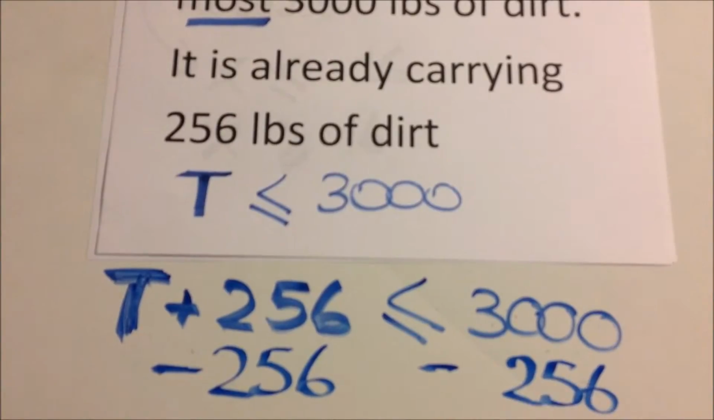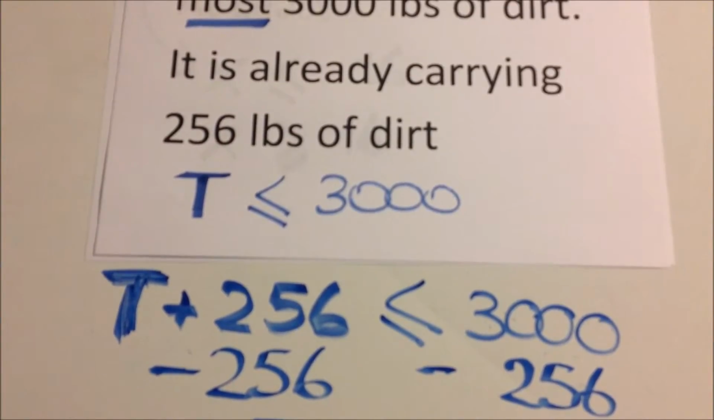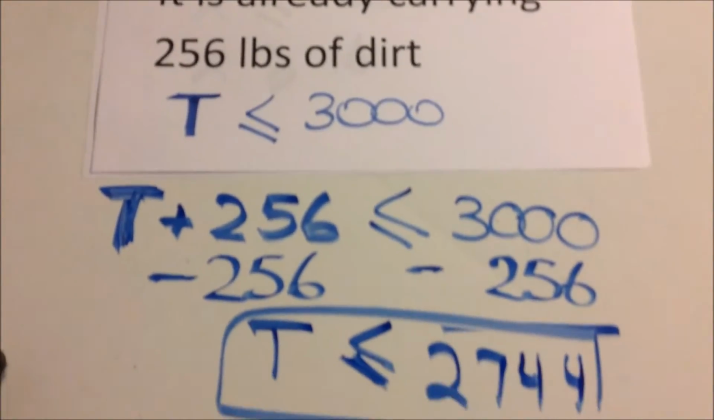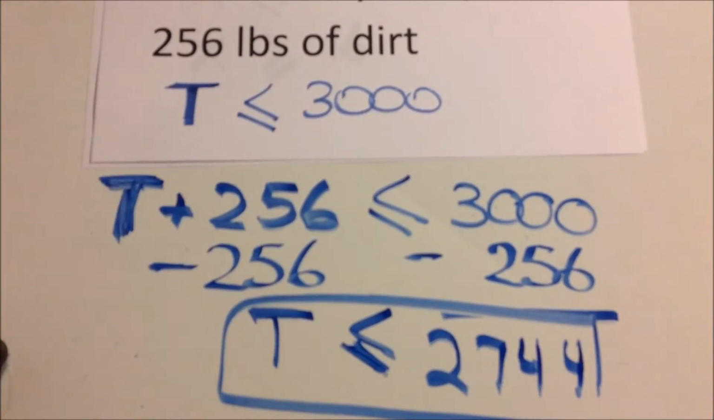Okay, and then you say, well, now the truck, what it can carry now, since it already has 256 pounds, you just minus that, and you get 2,744. So it could carry now at most 2,744 pounds, because it already has 256 pounds. So that's how we made that inequality.